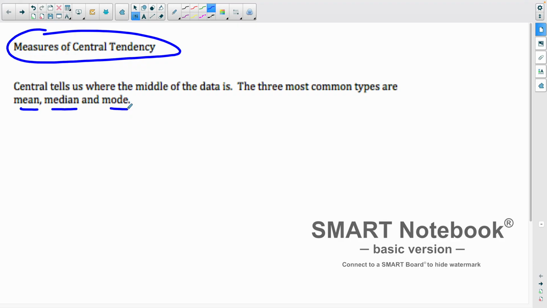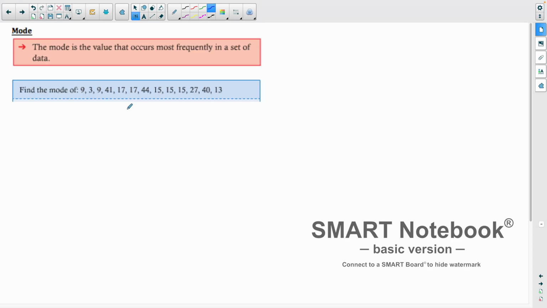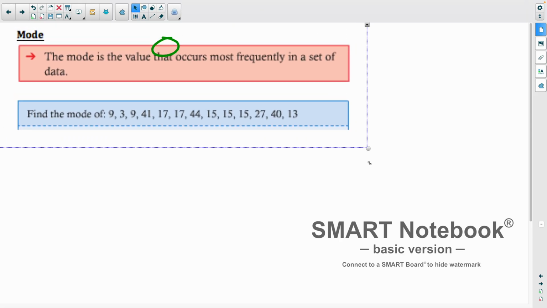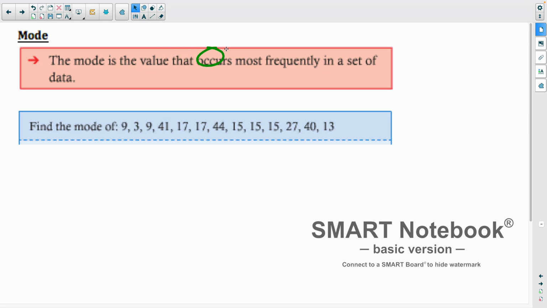Okay? We're going to talk about mode today, and then we'll be done. We'll save the other two for tomorrow. What does the mode mean? The value that occurs most frequently. The one that occurs most frequently. So mode and most go together in my opinion. They sound a lot the same, all right? But mode and most go together. So which one is the most?